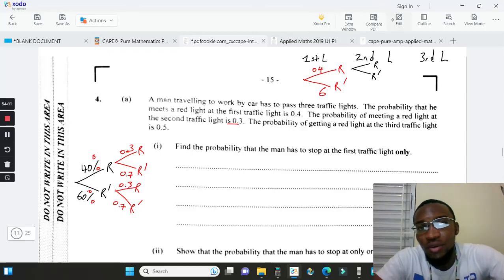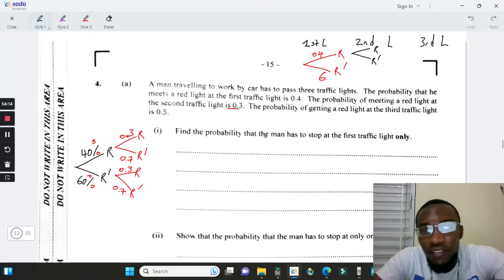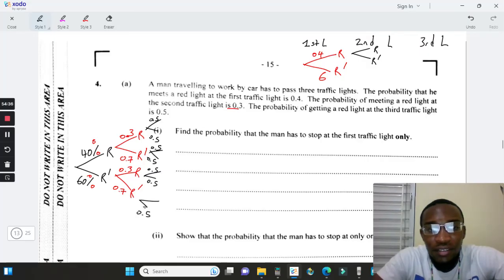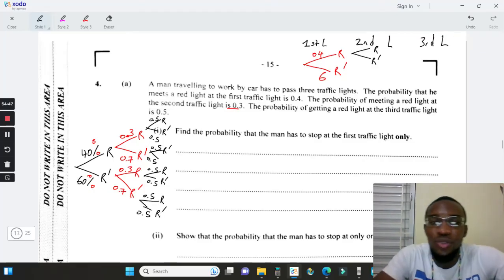Finally, the last one. They said that on the third traffic light, the probability of getting a red light is 50%. So the third one is 0.5, 0.5, red, not red, red, not red, red, not red, red, not red. I just like to use a tree diagram. You don't need it. I just like to use it.